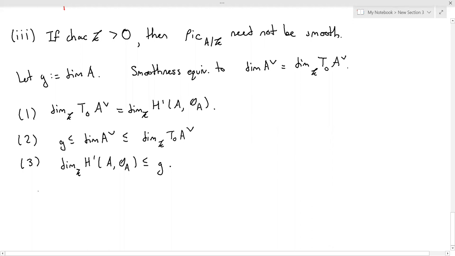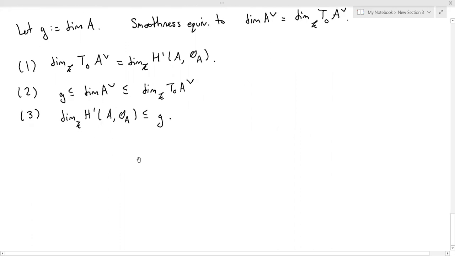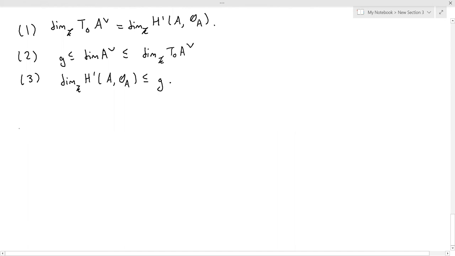So in order to do this, we need to understand a little something about the tangent space, right? Namely, what we want to say is this. Or rather, let me remind you how the tangent space works. If I have a K scheme X and I have a K point, little x, we can basically think of the tangent space at x to X as the following.